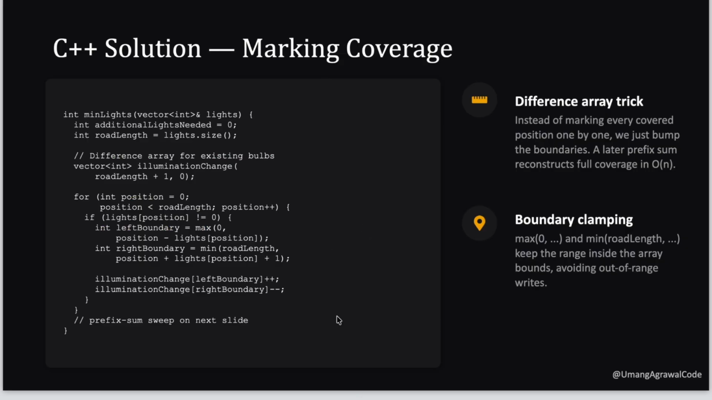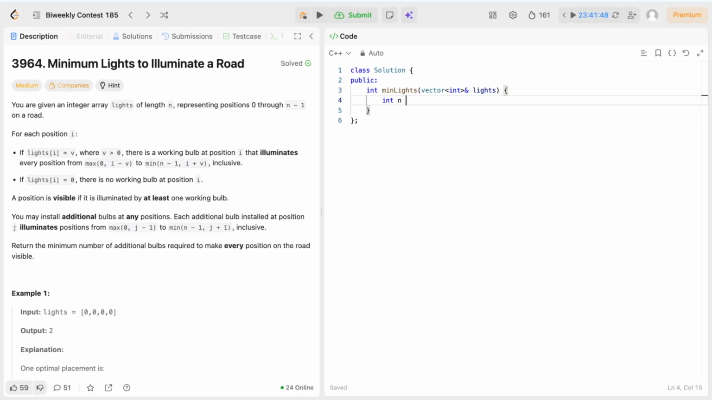So now we are going to code. n is equal to light dot size, and our answer will be 0, or I will say additional. You can find the code link in the description.